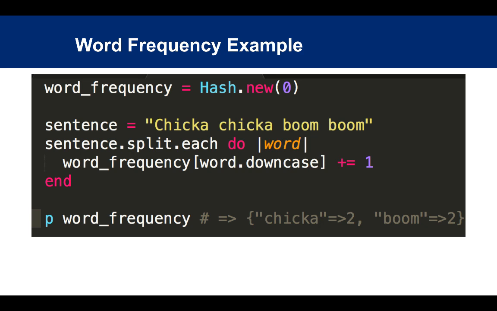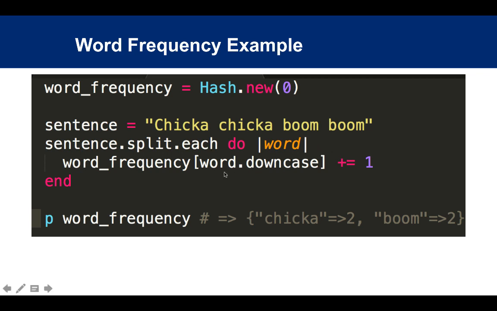So let's see an example of a hash. You have the word frequency hash, which is created with Hash.new 0, so 0 in this case is the default if an entry is not found. Then you have a profound sentence like chicka chicka boom boom, and you want to split that sentence up. The sentence is just a string. You're splitting it up, not specifying what you're splitting it on, so that it knows to split it using white space. Then you want to loop over each word in that sentence and count up the word frequency of the sentence.